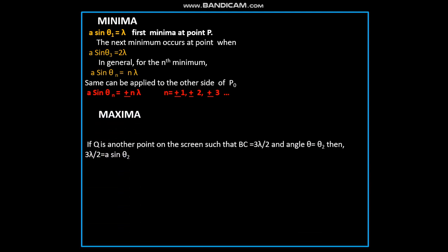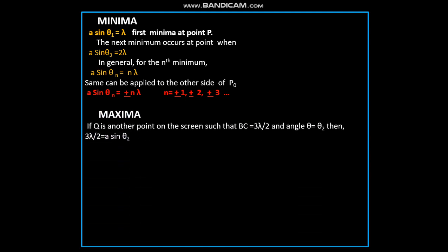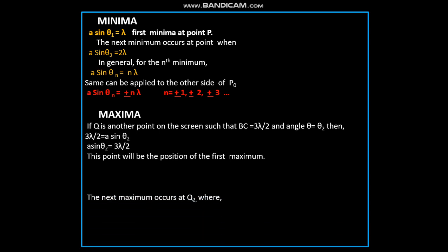Now let's see maximum. If Q is another point on the screen such that BC is 3λ by 2 and the angle theta is θ2, then 3λ by 2 is equal to A sin θ2. A sin θ2 is 3λ by 2. This point will be the position of the first maximum.